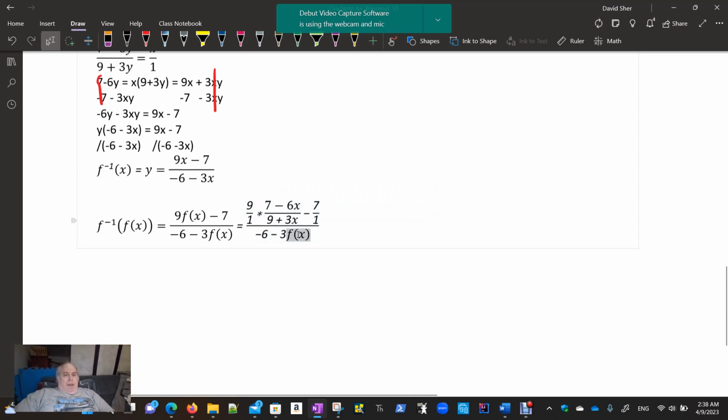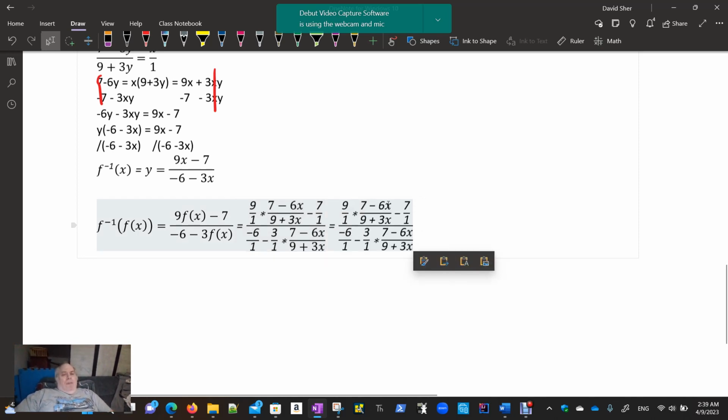And I'll just replace f of x with his formula. But once again, I got to change all my integers into fractions. So that turns into 3 over 1. And this guy becomes minus 6 over 1. So now I'll do the numerator multiplying.